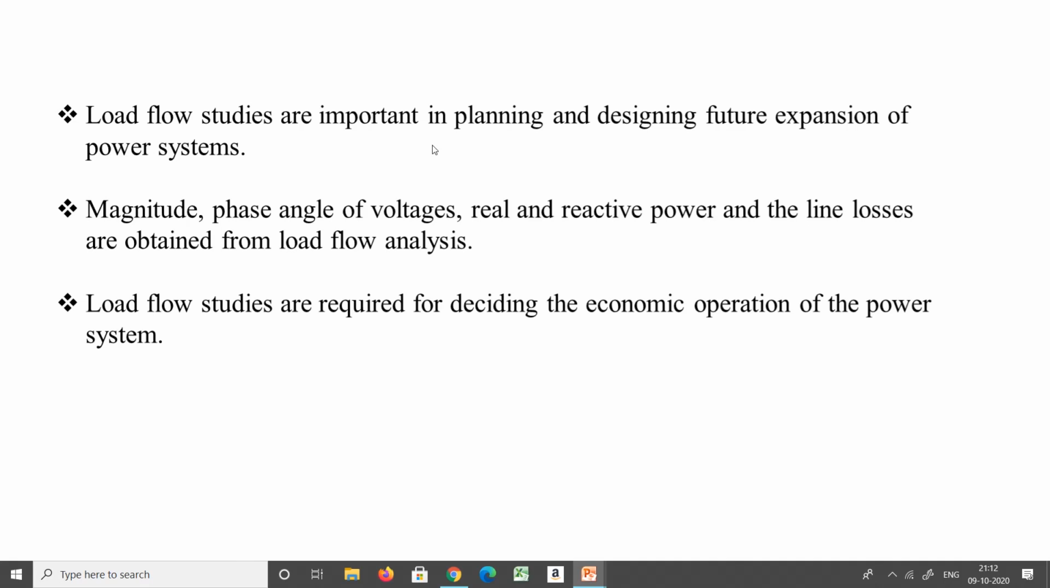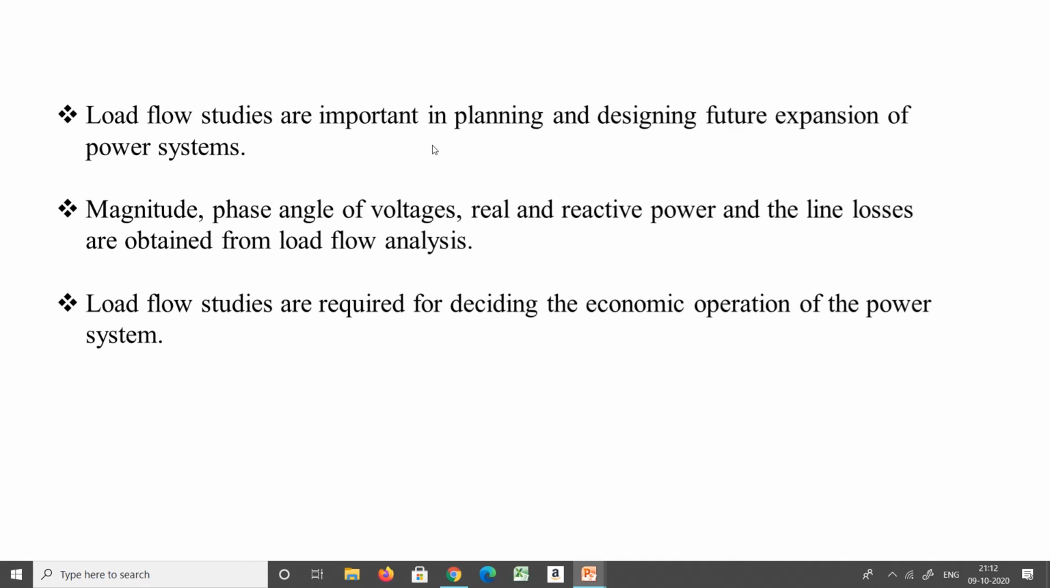So the main information from the load flow gives the initial condition when the transient behavior of the system is studied, and it is essential to decide the best operation of the existing system and for designing new power systems.